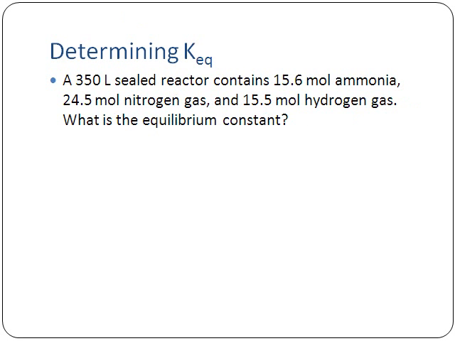So let's try another one. A 350-liter sealed container contains 15.6 moles of ammonia, 24.5 moles nitrogen gas, and 15.5 moles hydrogen gas. Presumably this is at equilibrium. I probably should have said that in the question. What is the equilibrium constant?